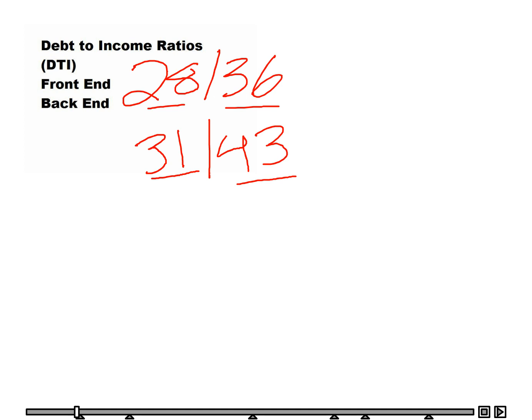The math is not difficult. The most difficult part on the back end ratio is determining what numbers are included and what numbers are not included.